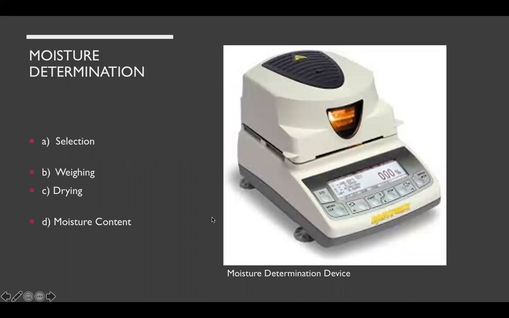So for the moisture determination, first will be the selection. Samples for the moisture determinations for each test specimen shall be selected as described for each test. For the weighing, immediately after obtaining the moisture sample, all loose splinters shall be removed and the sample shall be weighed accordingly.